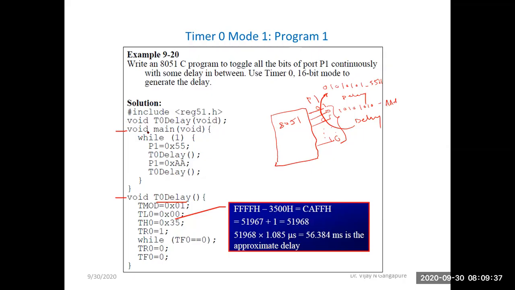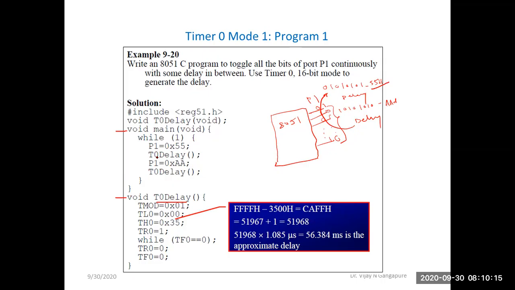See in the void main function, while(1) means an infinite loop. So whatever statements are in this loop, that is between the opening and closing braces, will be executed repeatedly and infinitely. That is the meaning of an infinite loop. First, P1 is equal to 0x55. So 0x55 is assigned to P1, that is port 1 of the 8051. That means we are outputting 55 to the port 1 pins. So here first 55 is being output.